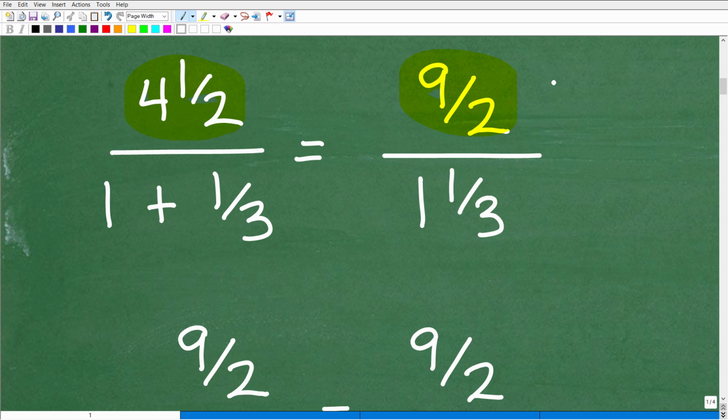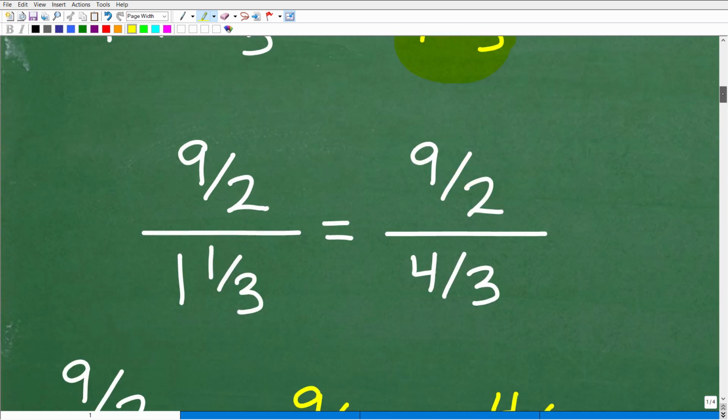So again, these are all foundational concepts of fractions. Hopefully this was not a problem for you, but if you're confused on this, you're going to have to do whatever review is necessary. All right, so we got 4 1/2, that's equal to 9/2, and now we have 1 plus 1/3. Well, 1 plus 1/3 is the same as the mixed number 1 and 1/3. So let's go ahead and write this 1 and 1/3 right now as an improper fraction.